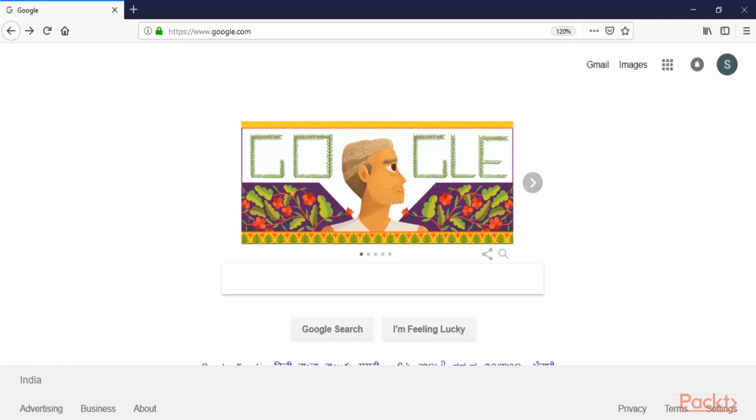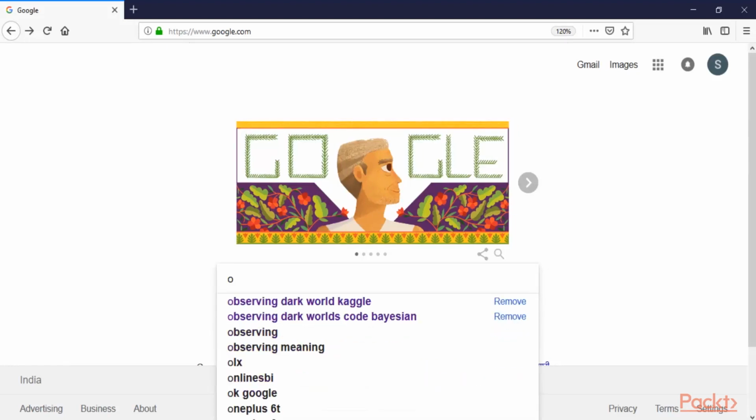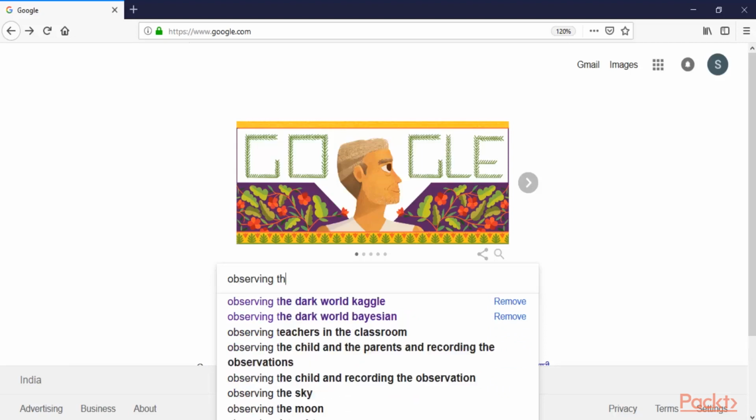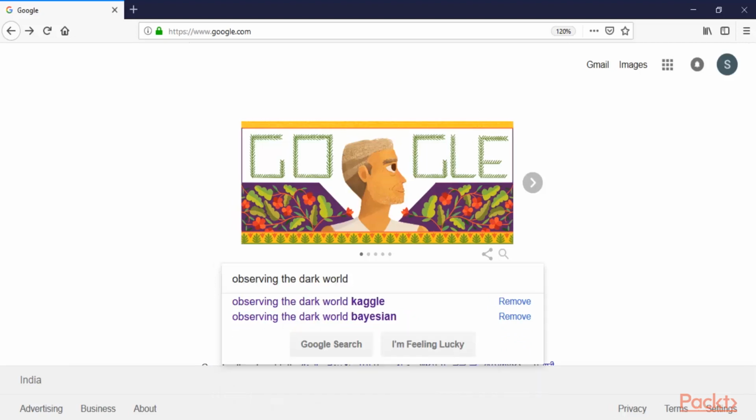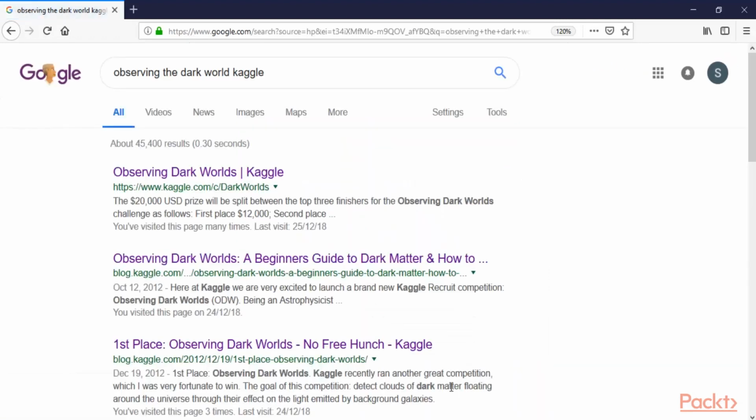So guys, I've started my browser and basically this is the Kaggle problem, and you can also check it if you type on Google observing the dark world Kaggle. So this is a Kaggle problem and you can find information about this project on that particular website. Hit enter. So here you can see the first website, observing dark worlds Kaggle, www.kaggle.com/c/darkworld. Click and open this website.